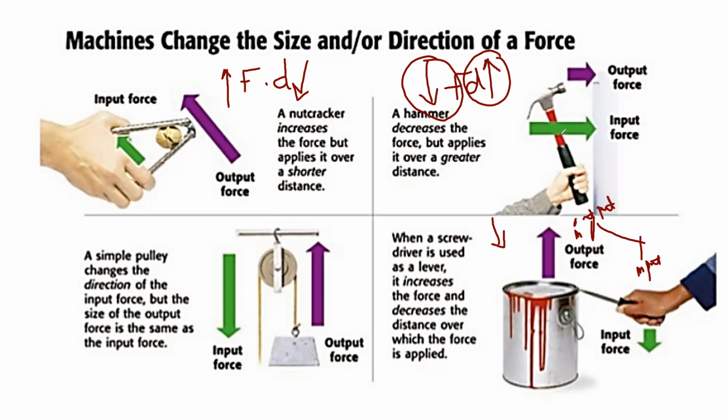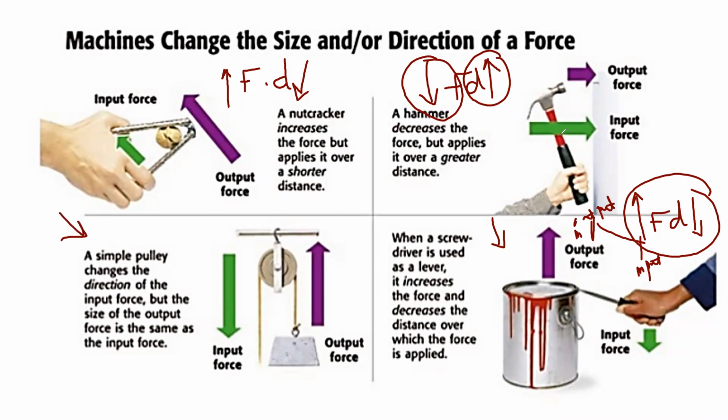This is the lever. Now here you have a screwdriver. You want to open this can. So when you use the lever as a machine, you increase the force. Since you increase the force, the distance will be decreased by applying the same amount of work. So for these three examples, the nutcracker, the hammer, and the screwdriver, you change the size of the force. How do we change the direction of the force? Look at the pulley here.